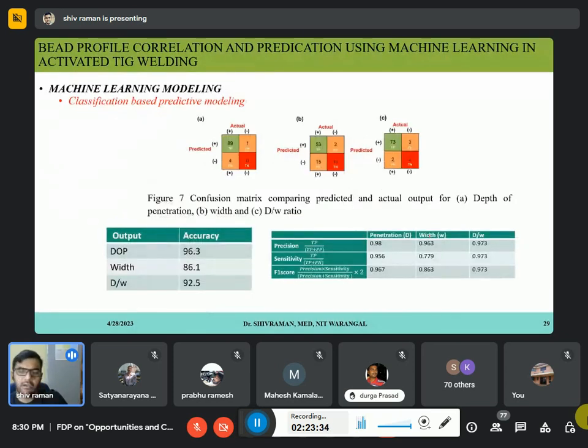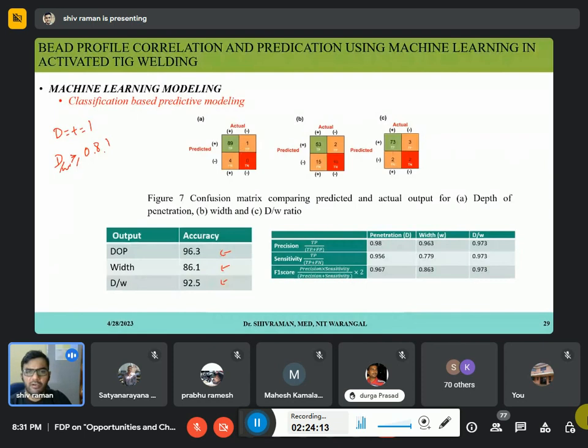Then after that, we applied the classification based approach. Our classification based approach gave us a very good accuracy, and from here we can see that the classification based approach was much better as compared to the regression based approach. The criteria for classification is: if the depth of penetration is equal to thickness, it is given as 1, and if D by W ratio is greater than or equal to 0.8, it is given as 1. Based on that, we did the binarization, and here we can see the confusion matrix.